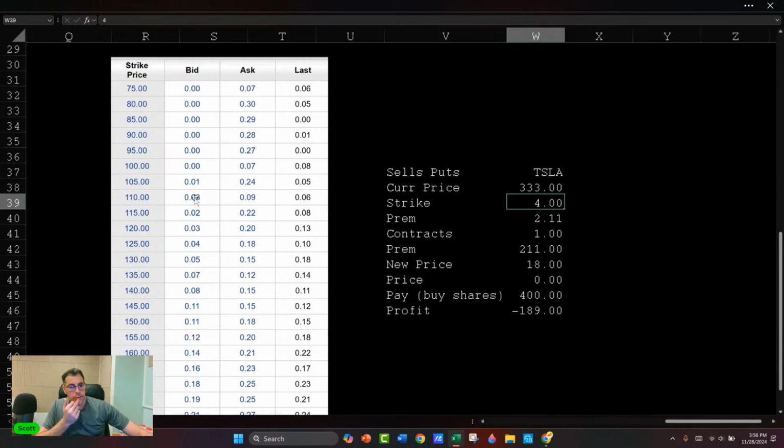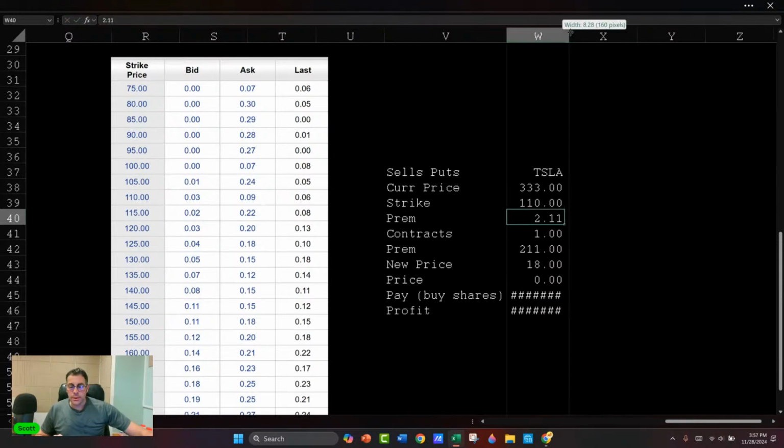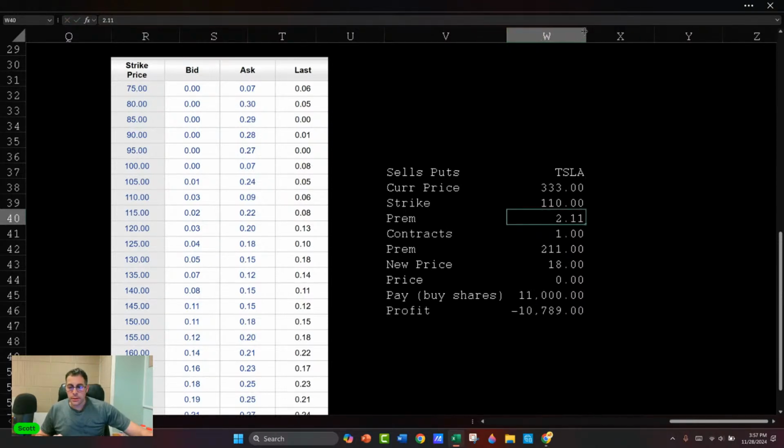There's not much activity. Let's do 110. The 110 strike price. So it has to hit 110 for you to have to buy the shares. 6 cents the last time. So you make $6 because it's so unlikely to happen, right?